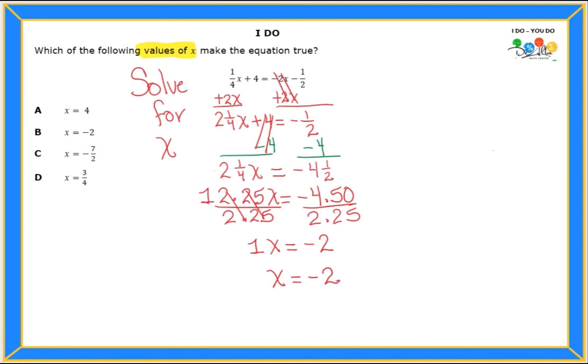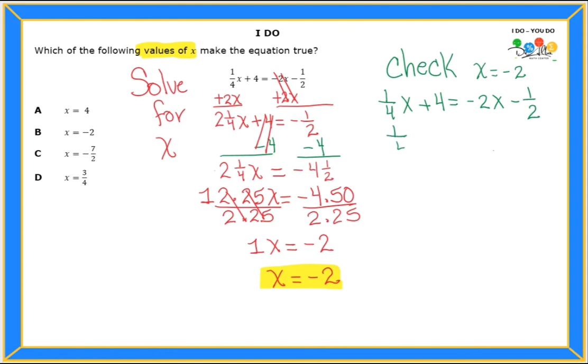So according to my problem, the value for x has to be a negative 2. There's a way that I can check if my answer is correct. And what we're going to do, and I'm going to write it down right here, is what is called a check. So I'm going to replace x with a negative 2 in the equation that was given to me. Okay? So the equation is 1/4 x plus 4 equals negative 2x minus half.